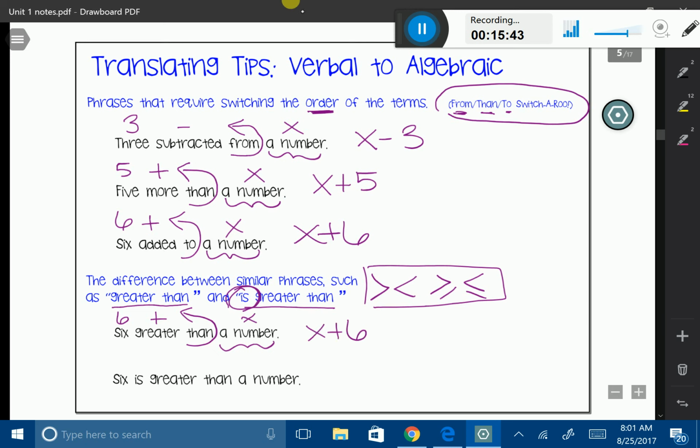But then the second one, 6 is greater than. So 6, this right here, that means inequality. So this "greater than" is now going to be a greater than symbol. No switcheroo in this one. That's where it kind of gets confusing. So it's going to be 6 is greater than a number. All right. Now the tricky part is over.